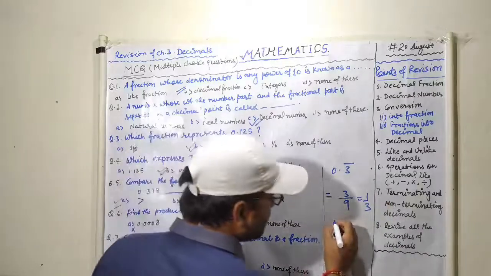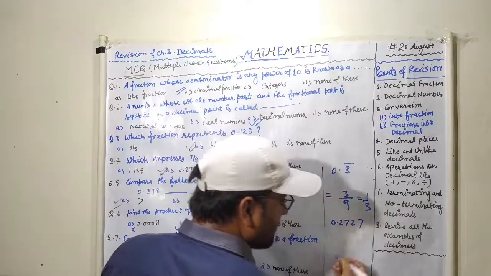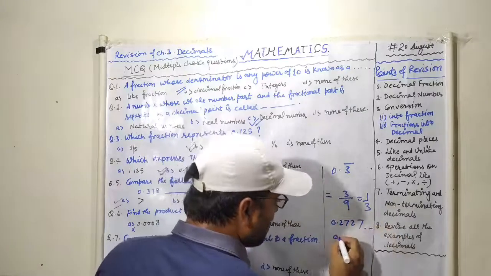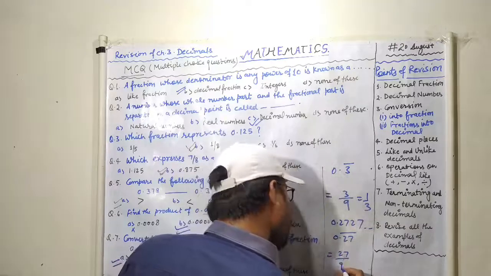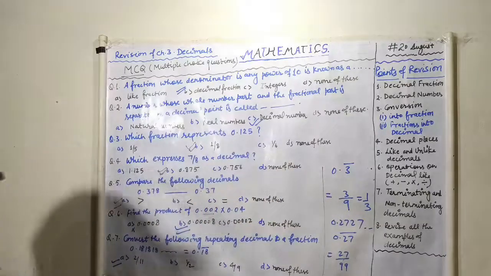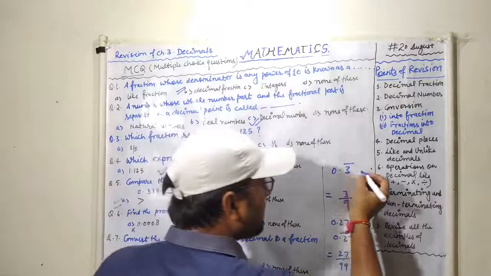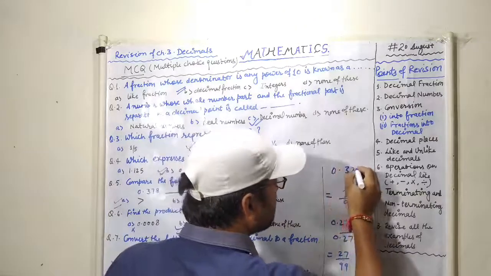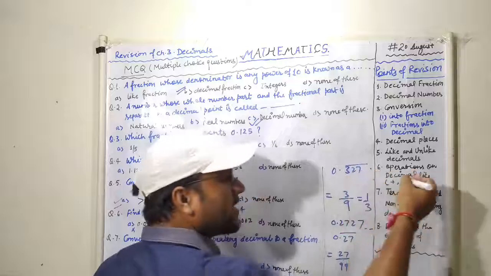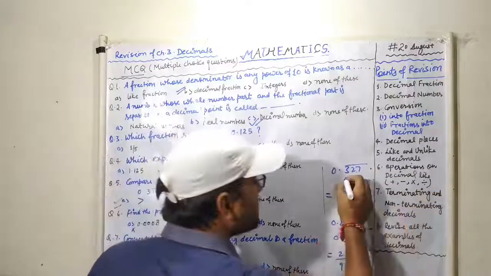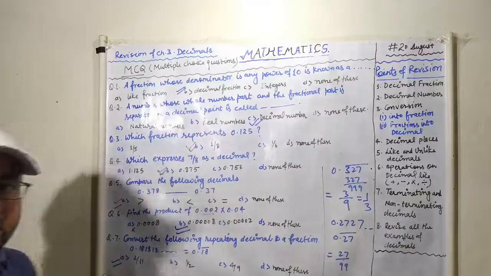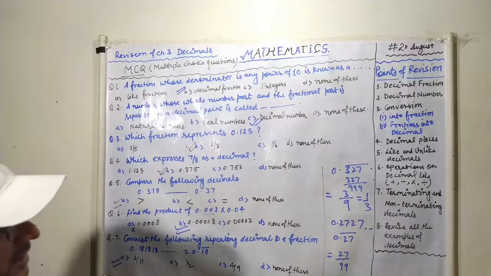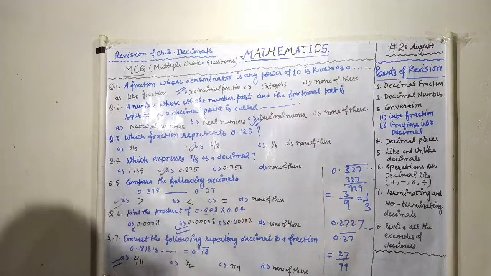And suppose you get 0.2727 repeating, or 0.27 bar. So what is your answer for this one? 27 upon 99. Okay, if 3 numbers are repeating, like 327 bar, meaning 327 and so on, then 327 upon 999, students. So very easy. If you use your mind, it is very easy to do, repeating but non-terminating decimals.